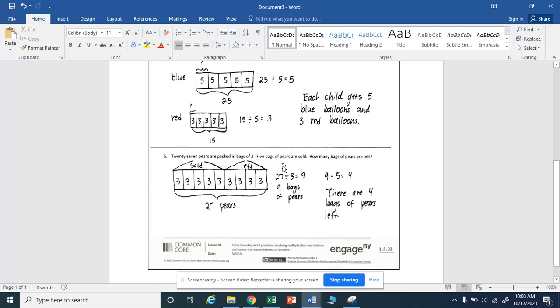Then it says 5 bags of pears are sold. So we have the 9 bags, and we're going to take our 9 and subtract those 5 bags because they were sold. Now, what do we want to know? How many bags of pears are left? So we sold 5. We started with 9. 9 minus 5 equals 4. This is our second step to our 2-step problem. The answer is there are 4 bags of pears left. So you can see 1, 2, 3, 4, 5 we took out. We have 4 bags left.